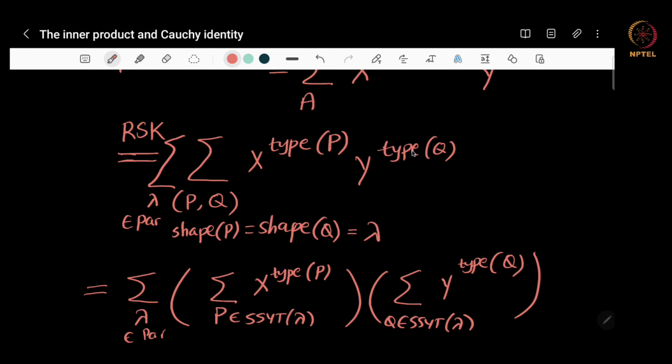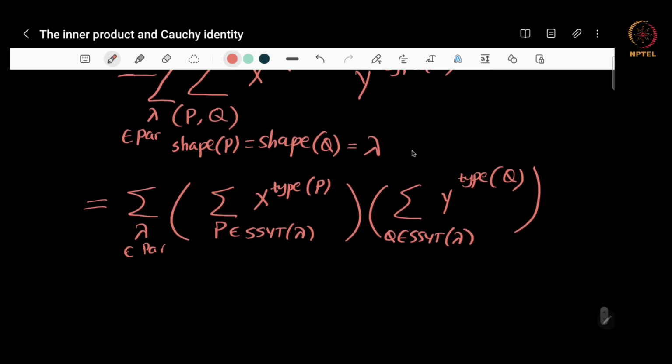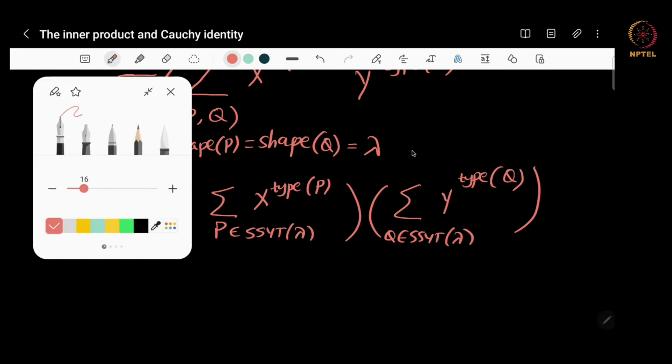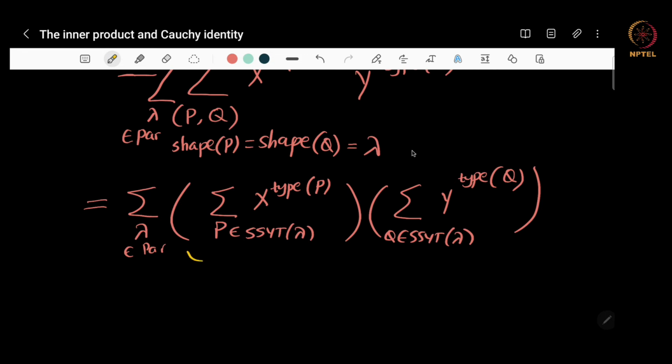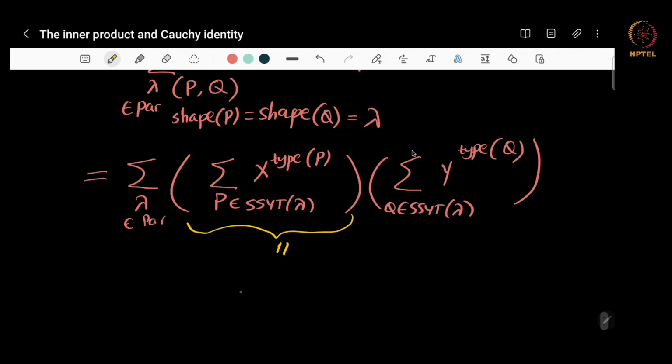Okay, and now recall what these both were. These were exactly the Schur functions, right? So this was one of the definitions of the Schur functions. So this here is exactly the Schur function S lambda of x in the infinitely many variables. Okay, so if you wish, think of it as the definition for now.